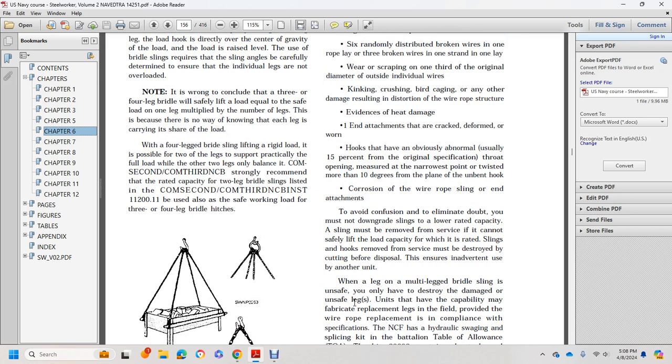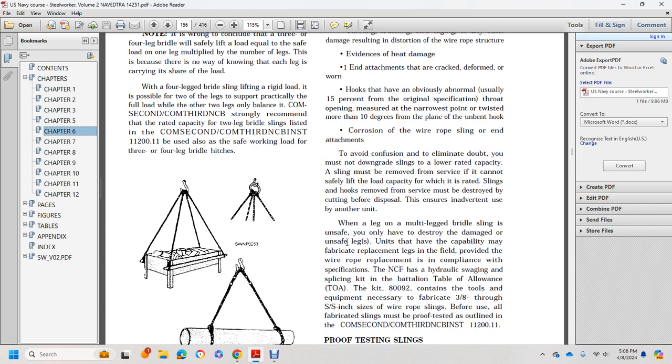To avoid confusion, eliminate both. You must not downgrade a sling to a lower rated capacity. The sling must be removed from service if it cannot safely lift the capacity for which it is rated. Slings and hooks removed from service must be destroyed by cutting them before disposal. This ensures inadvertent use by any other unit is prevented. When a leg of a multiple leg bridle sling is unsafe, you only have to destroy the damaged unsafe legs.